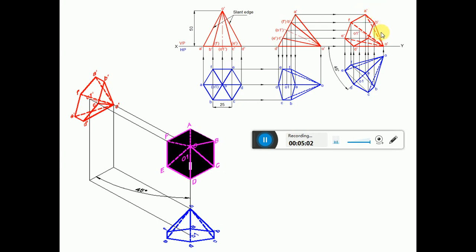So once you complete this, join A dash to B dash, B dash to C dash, C dash to D dash, D dash to E dash, E dash to F dash, and F dash to A dash. Now similarly join O dash to A dash, O dash to B dash, O dash to C dash, O dash to D dash, O dash to E dash, and O dash to F dash. Then join O dash to O1 dash with the center line mark.